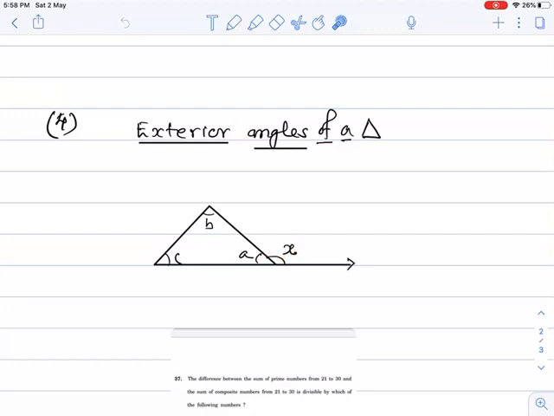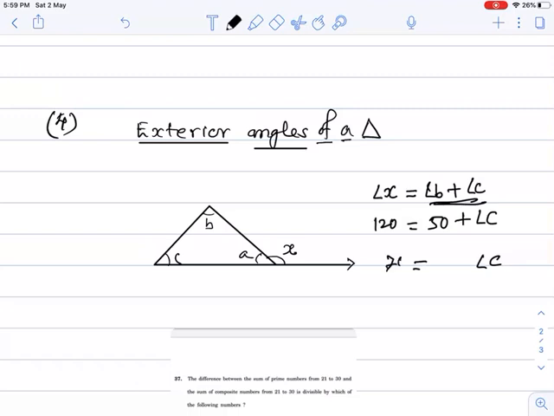So here x is the exterior angle of the triangle. The important property of this exterior angle is that angle x is always equal to angle B plus angle C. Suppose angle x is 120 degrees, so the sum of B plus C is always 120. Suppose you are given angle B as 50. You can easily find angle C. So what is the value of angle C? Angle C is equal to 120 minus 50.